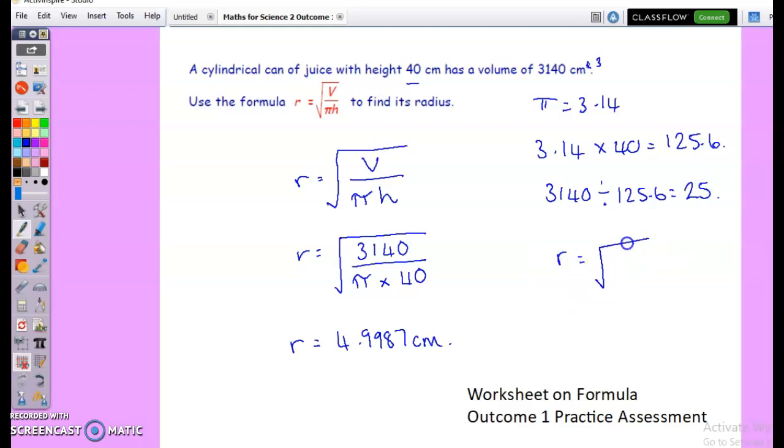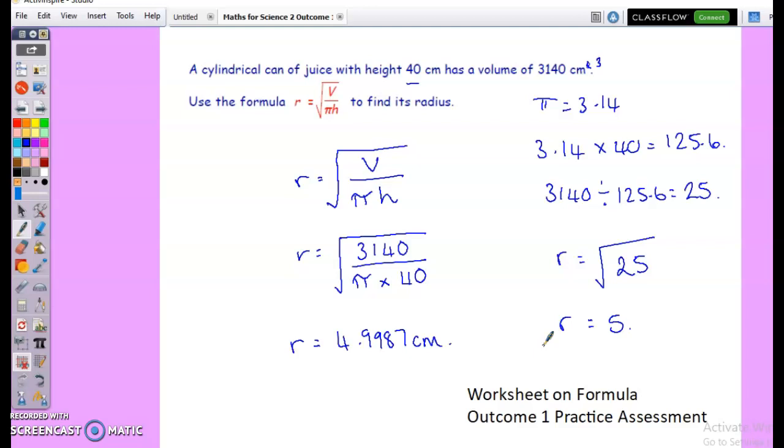So then your radius is the square root of 25, which is 5. Square root, a reminder just in case anyone's forgotten that one, square root is the opposite of squaring. So you're looking for the number that times by itself would give you 25. So 5 5s are 25, so the square root of 25 is 5.